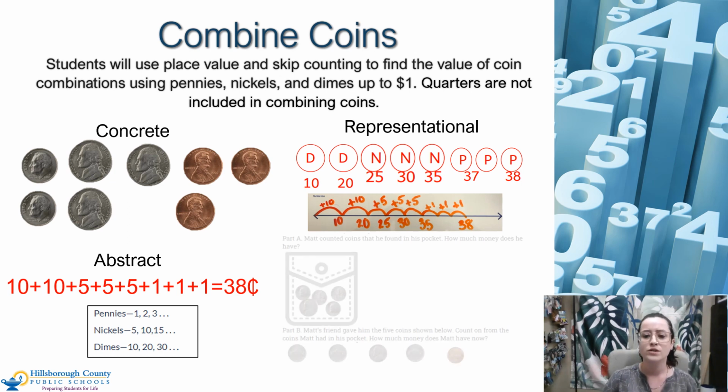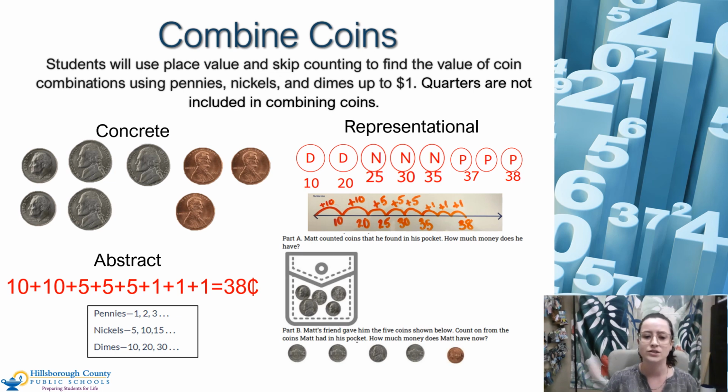So if you think back to the task that I asked you to do at the beginning of the video, you were asked to figure out how many coins were in the pocket. And so if we skip count by our tens first, 10, 20, 30, 40, I have one nickel, that would give me 45. Then you were given more coins and you were asked to count on from the amount you had, which means you started at 45 and you went to 50, 55, 60, and finally 61 to figure out that your total amount would be 61 cents.